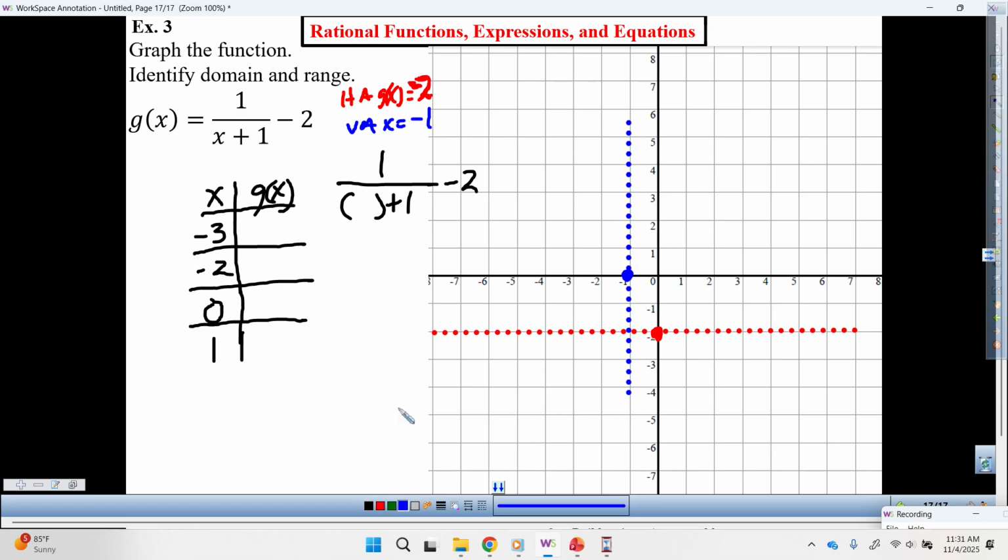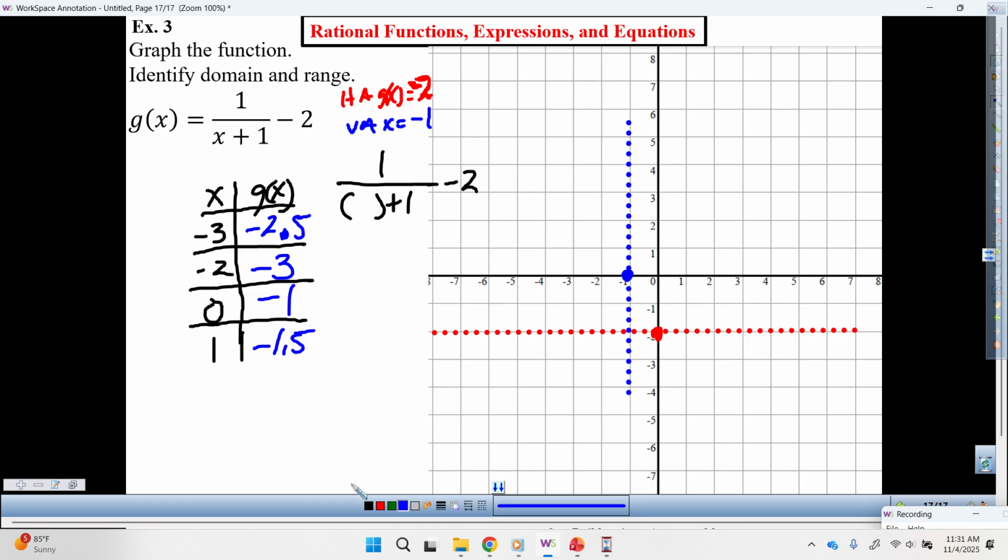Here we go. If I substitute negative 3 here, what is negative 3 plus 1? Negative 2, so that's negative 1/2 minus 2, that's negative 2.5. Next one, negative 2 there. Negative 2 plus 1 is negative 1. 1 divided by negative 1 is negative 1, plus negative 2, that's negative 3. Next, if I substitute 0 in here, 0 plus 1 is still 1. 1 divided by 1 is 1. Minus 2, that's negative 1. Substitute the 1 in here. 1 plus 1 is 2. That's a 1/2 minus 2, that's negative 1.5. And if you got that by yourself.